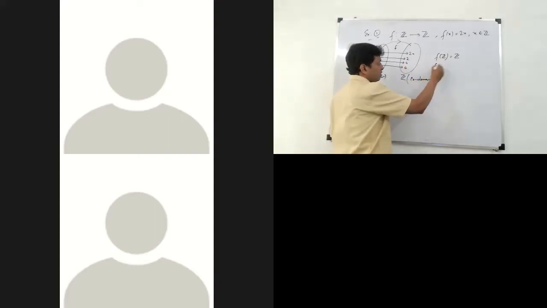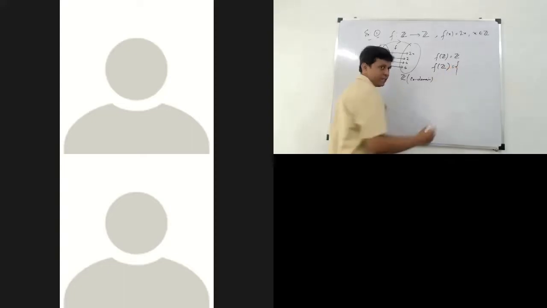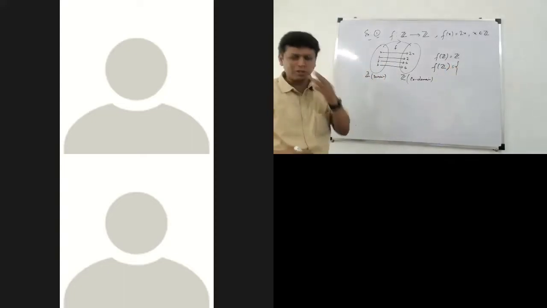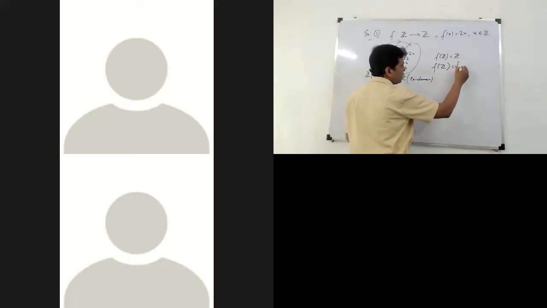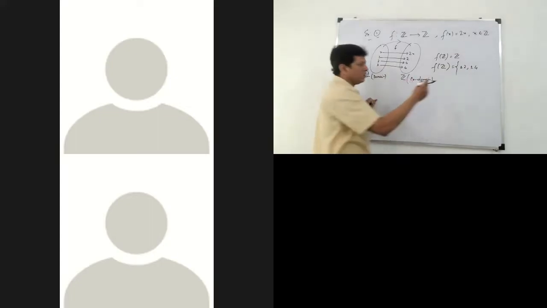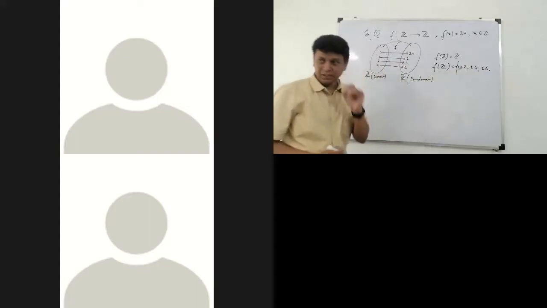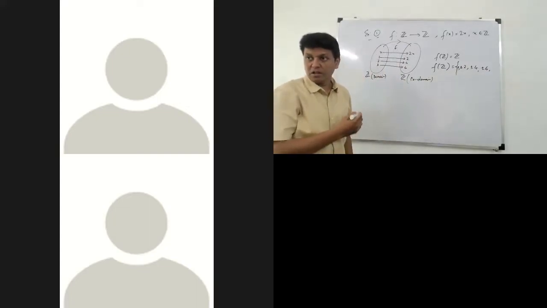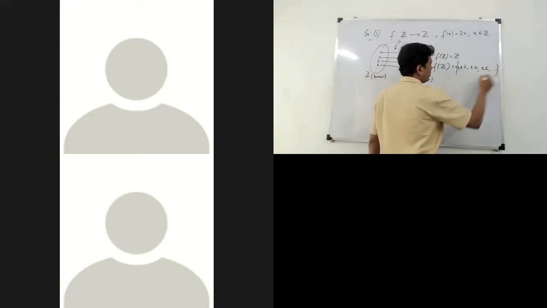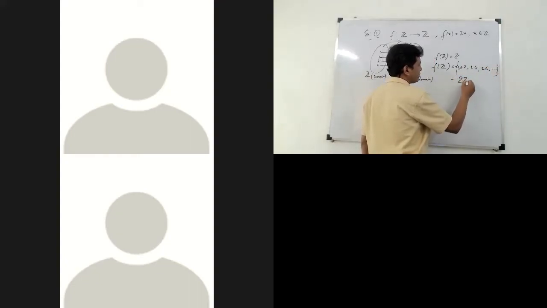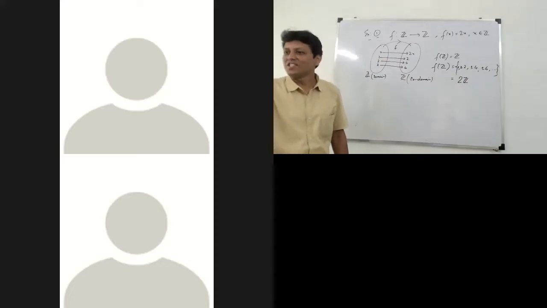But what is your f(Z)? If you want to write some images of f(Z), what are the images? You see, plus minus 2, plus minus 4, because I have negative integers also, plus minus 6 and also 0. 0 is an integer, so 0. So it is 2Z, the set of even integers only. 0 belongs to the even integer set.